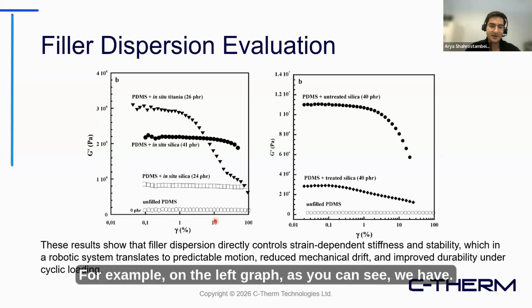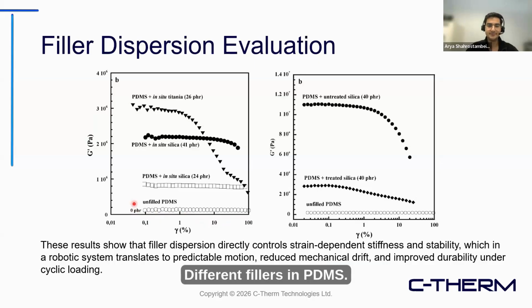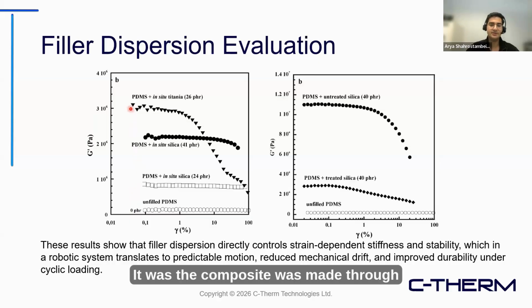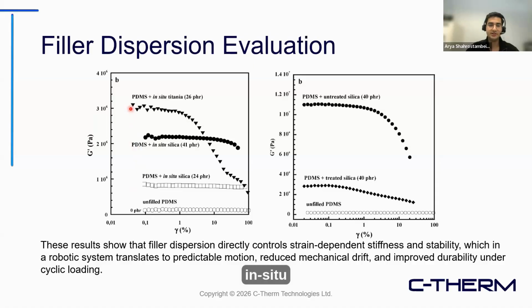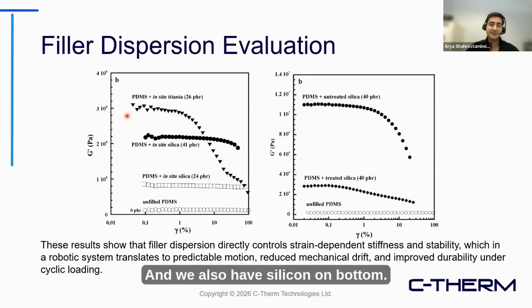For example, on the left graph, as you can see, we have different fillers in PDMS. For example, titania on the top, where the composite was made through in situ preparation of the sample, and we also have silica on the bottom. As you can see, the storage modulus of the material starts dropping as the strain value increases. And this usually happens due to the filler to filler network.